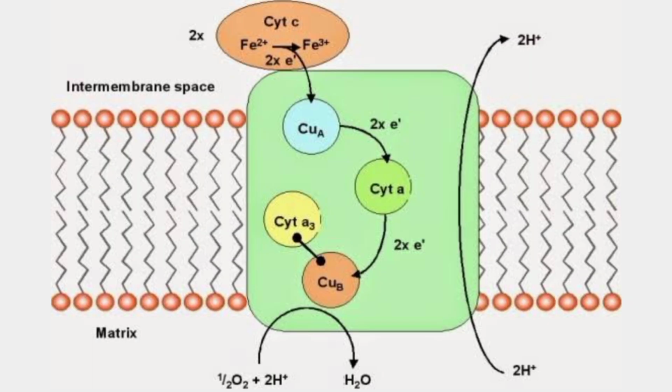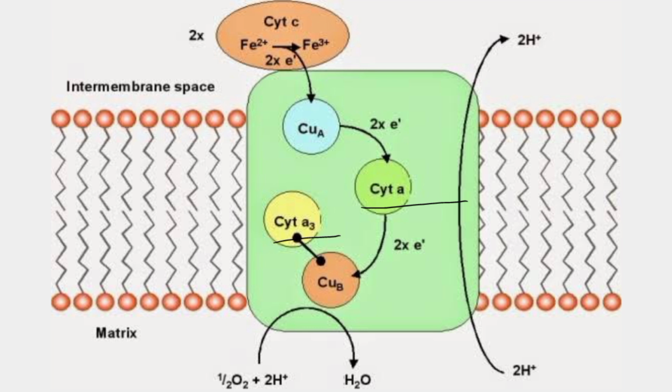Dear viewers, today we see complex 4 of the electron transport chain. Complex 4 is nothing but cytochrome C oxidase. It contains two cytochromes, that are cytochrome a and cytochrome a3.